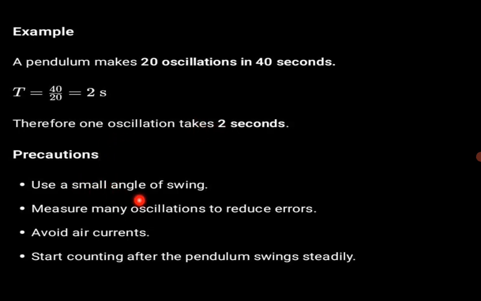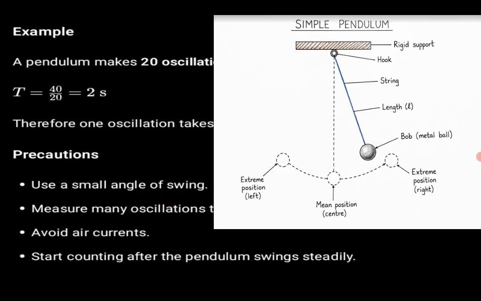Some precautions while we carry out this experiment. You need to use a small angle of swing. This angle doesn't have to be too large, just displace it a little bit. Because if you push it higher, then you have a large amplitude, and your setup will not function well. So just displace it a little bit and let it swing on its own.